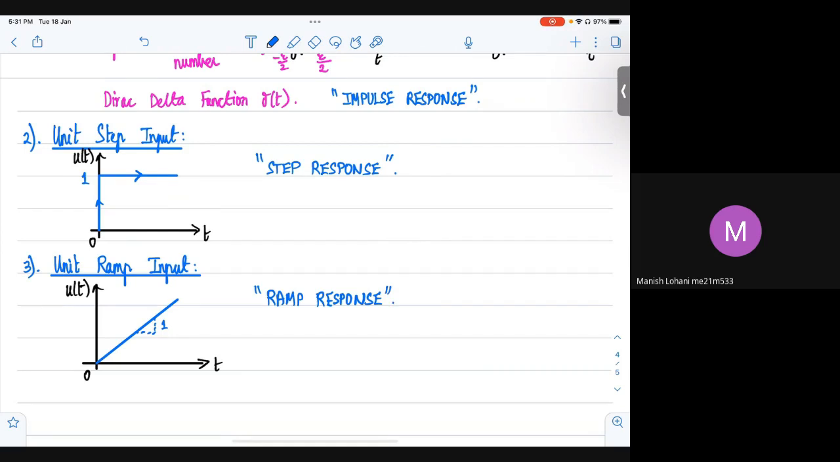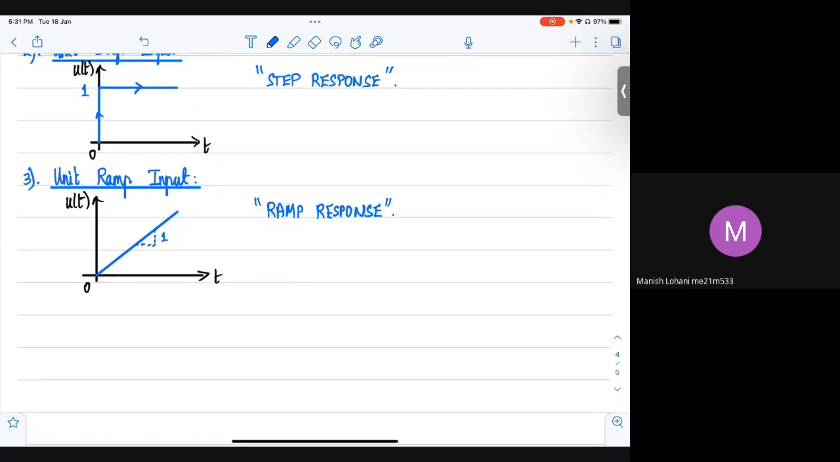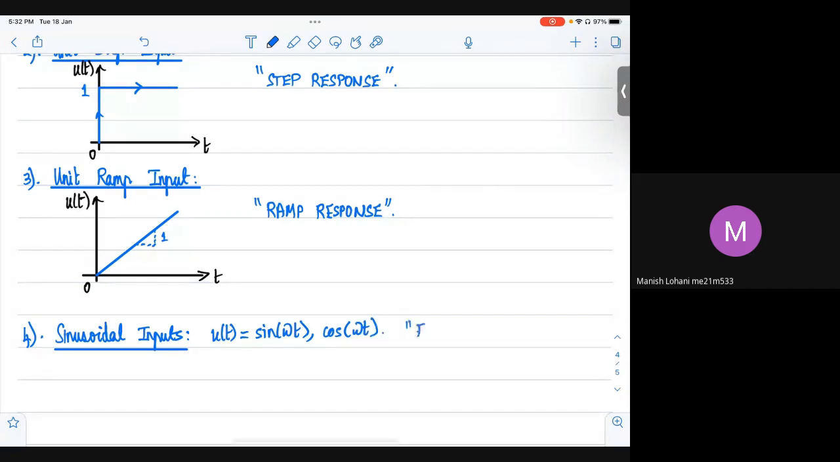All right. Okay. So that is the unit ramp input and the ramp response. Okay, and then we can also have sinusoidal inputs. Sinusoidal inputs are of the form sine omega t, cos omega t. So u of t is of the form sine omega t, cos omega t, and we essentially provide these inputs, and then the output that we get is what is called the frequency response.